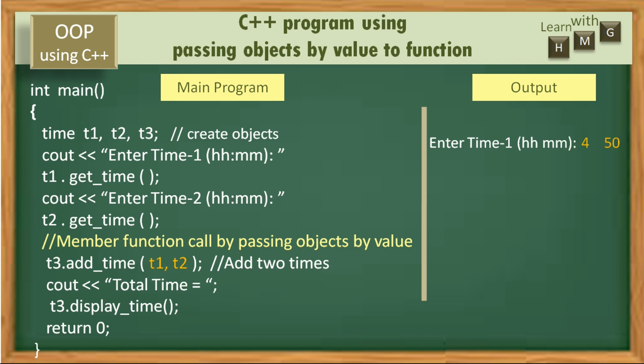If you run this program, it will ask to enter time 1. The first time is entered, suppose 4 hours and 50 minutes. Second, time 2 is entered as 3 hours and 40 minutes. The total time will be calculated as 8 hours and 30 minutes, and in HH:MM format it will be displayed. So in this way we have written a C++ program using passing objects, two objects T1 and T2, by value to the function add time.